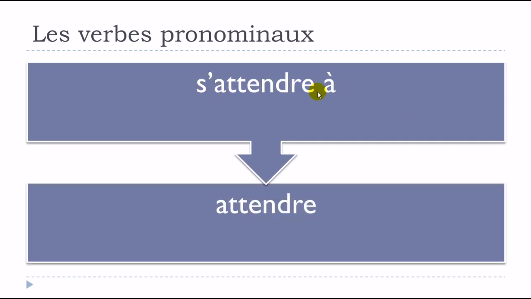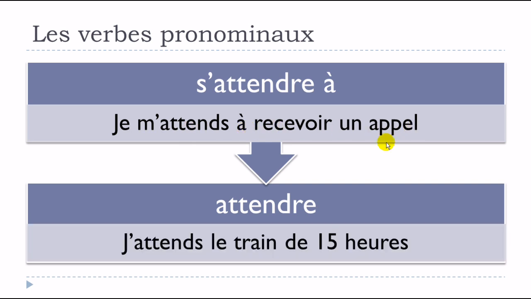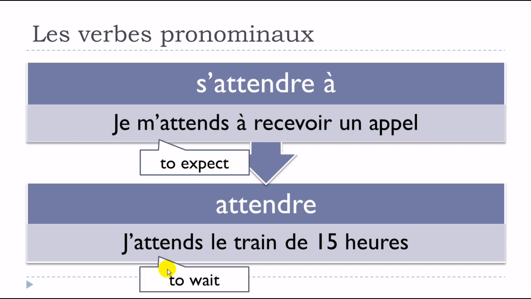S'attendre à, an example. Je m'attends à recevoir un appel. And then j'attends le train de 15 heures. Okay, so in the first case it will mean to expect, and in the second case it will mean to wait. Je m'attends à recevoir un appel, so I expect to receive a call, and then j'attends le train de 15 heures, so I'm waiting for the train that will arrive at 15 heures.